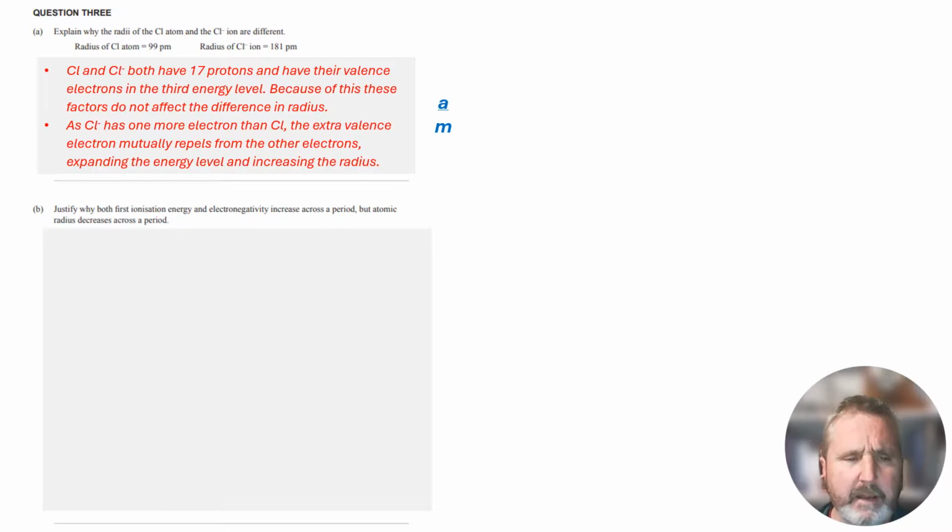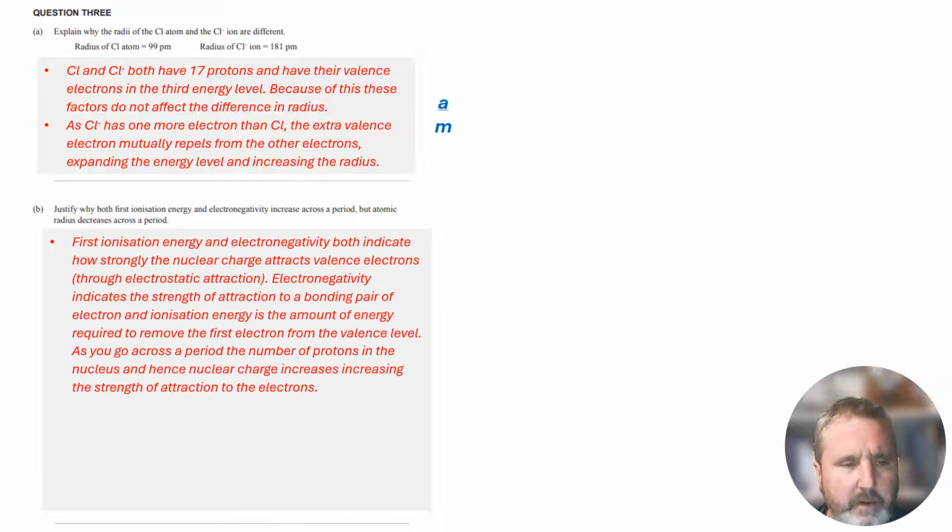But basically, electronegativity and ionization energy are both to do with electron affinity, or how strongly the nucleus is attracted to the electrons in the valence level, whether they be the electrons we're trying to take away, or for electronegativity, they're bonding electrons. So I've made quite a long first bullet point here, almost a paragraph, because I want to define what ionization energy and electronegativity is to make sure I get my grades here.